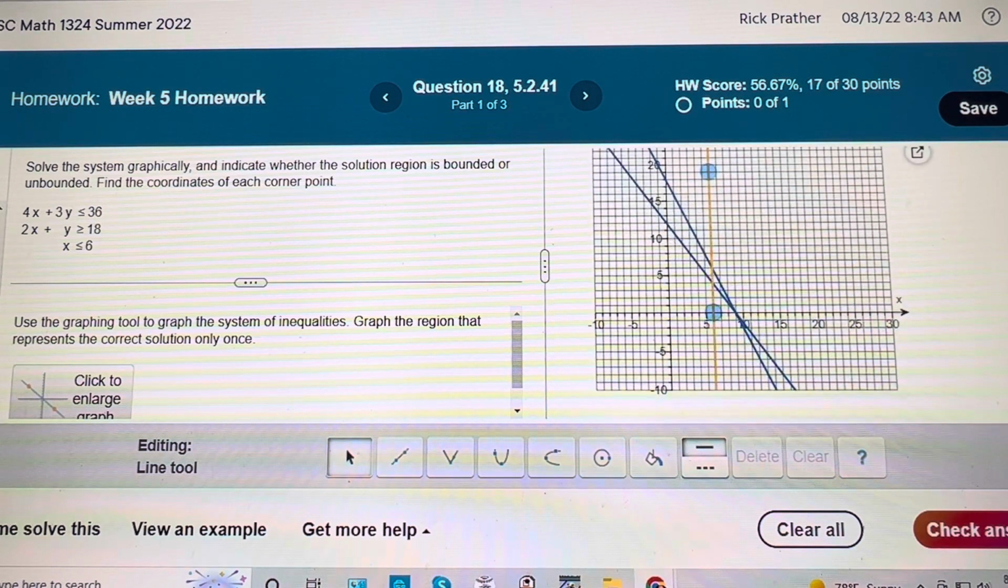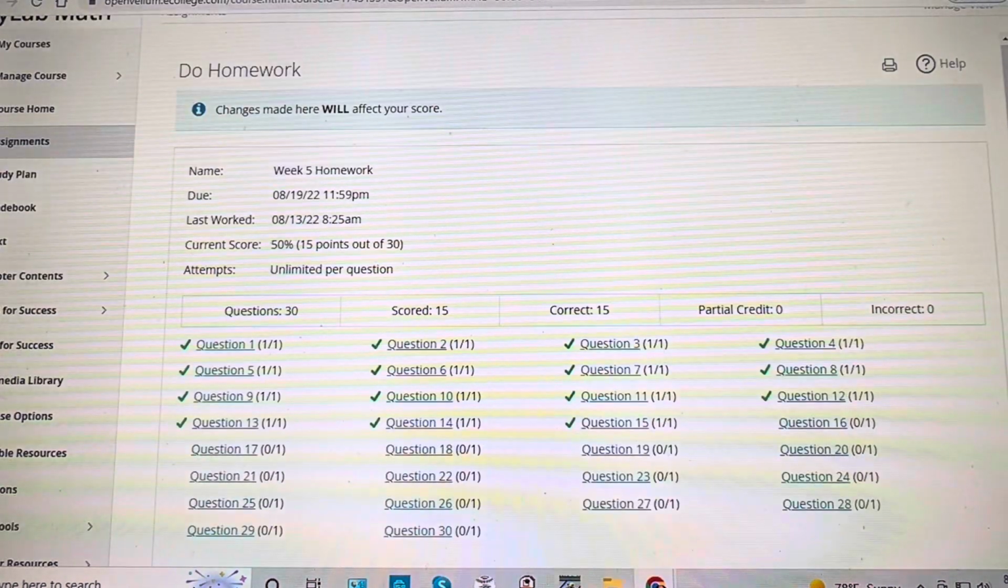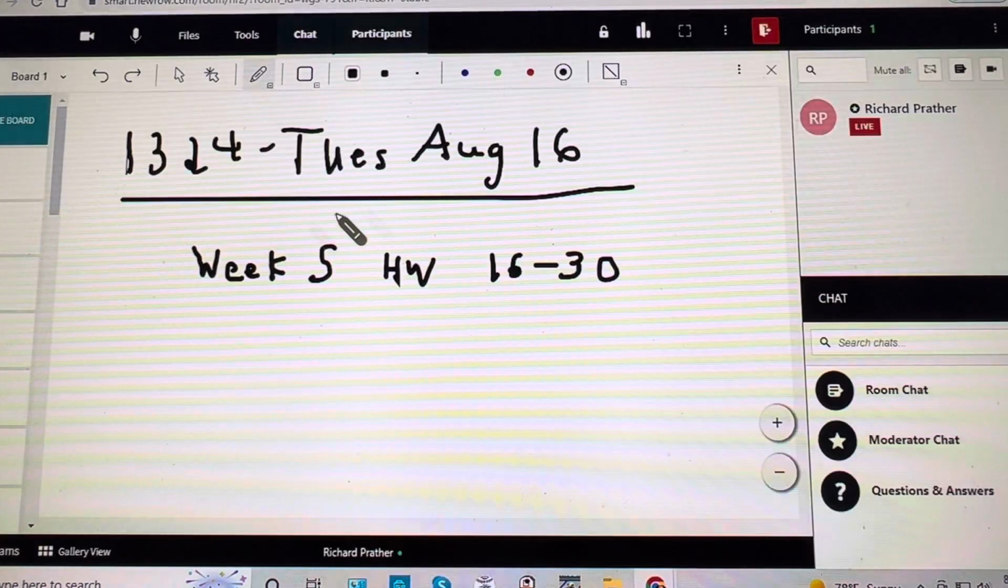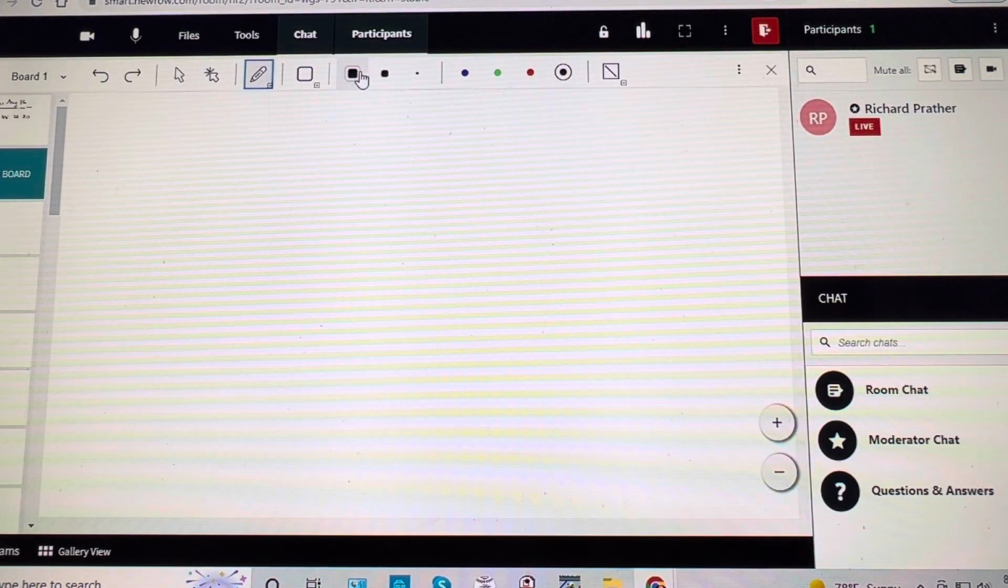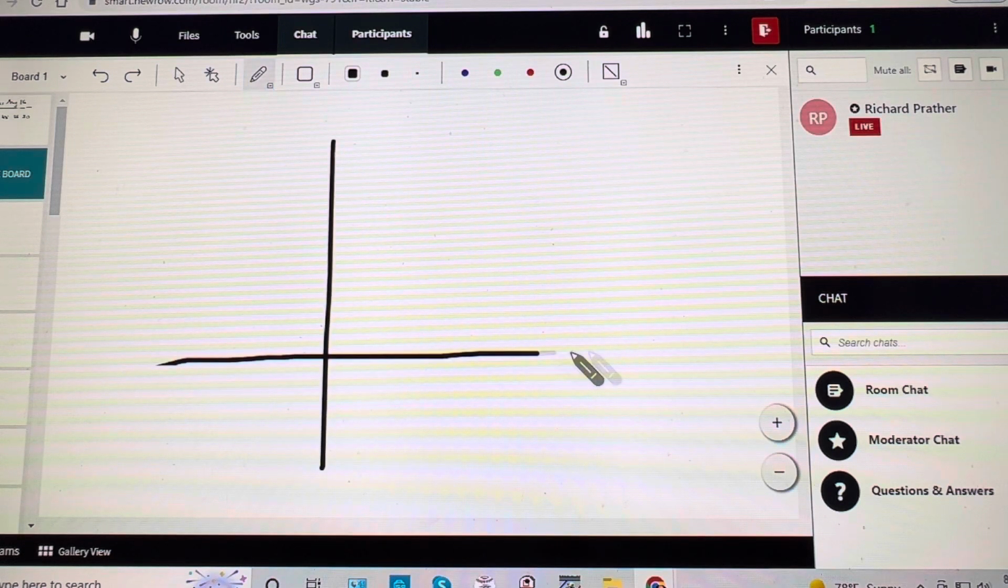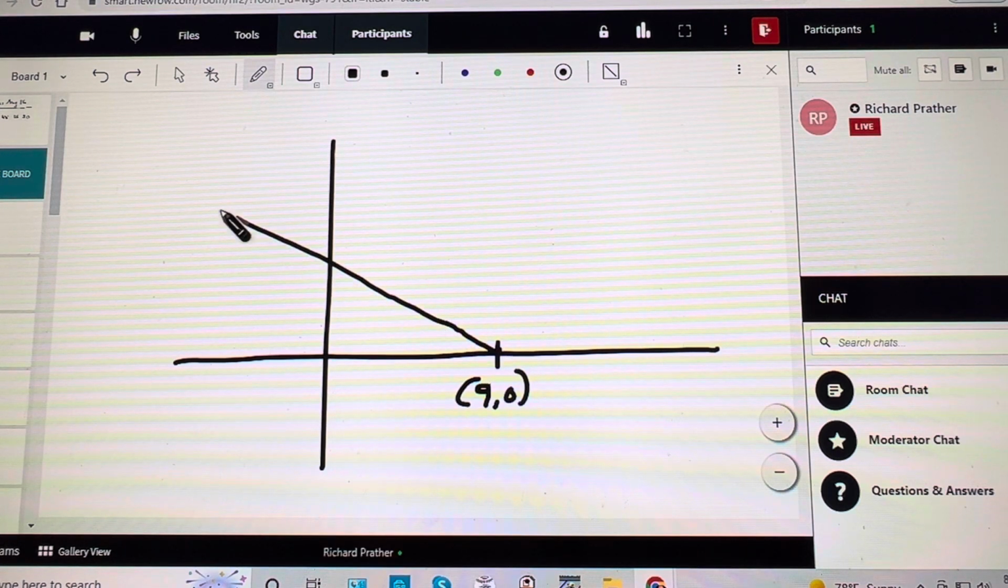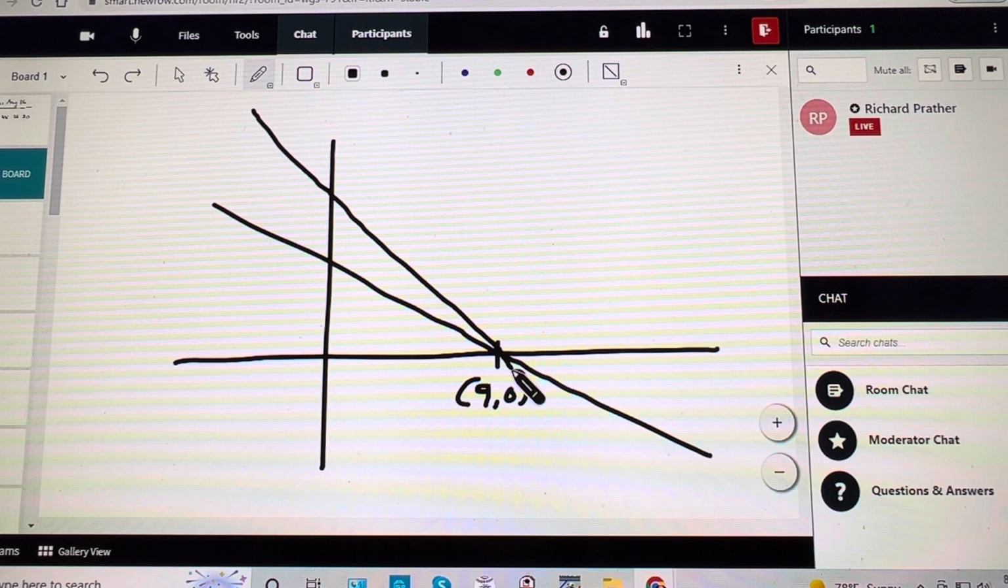Okay, so now we got to scroll this down because it can go both ways. We got this spot right there. At 9 is where they're crisscrossing each other. Here's where it might help to do this, right here at 9, 0. One line's going like this, and the other one's going right through 9, 0, too, but it's higher up. And then we got a vertical line at 6.